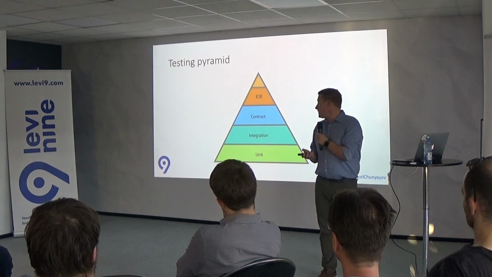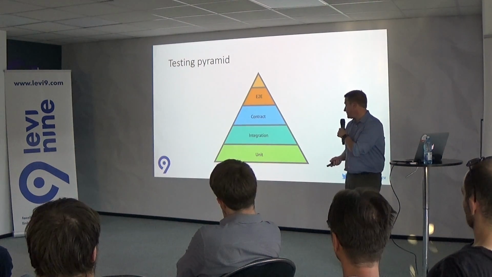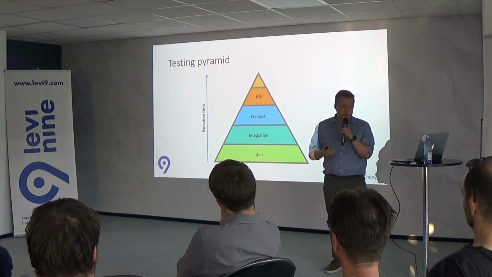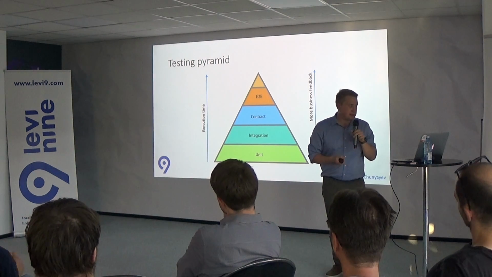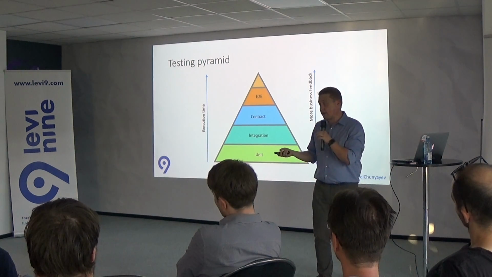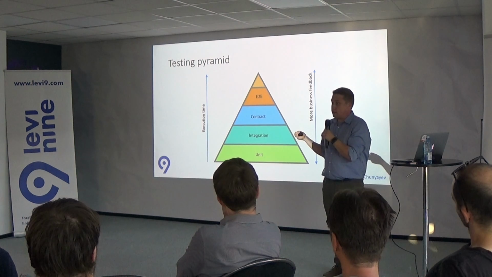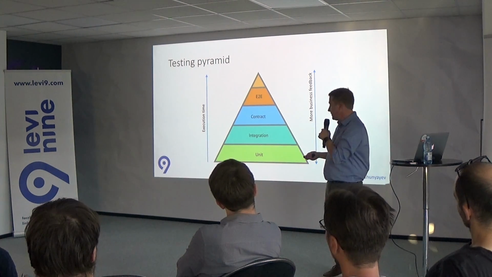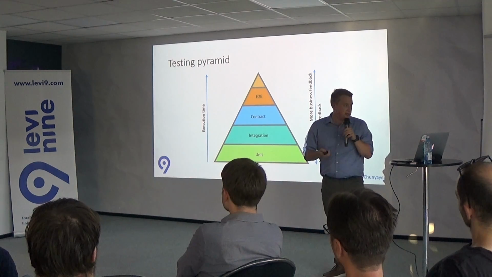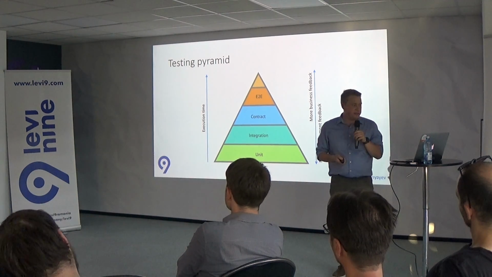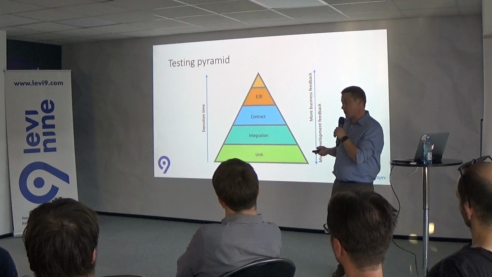Quickly about testing pyramids. Now everyone knows about the testing pyramid, but the aspect here is that the execution time increases when you go up and you provide more business feedback. No end-to-end test can show the business that it's a working feature, but a broken unit test doesn't tell anything to the business. And the same applies the other way: development feedback goes towards the bottom of the pyramid.